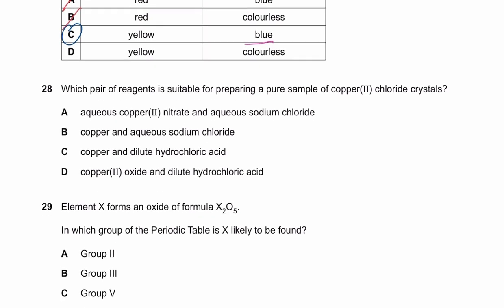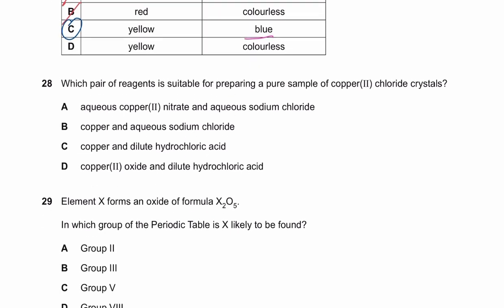Which pair of reagents is suitable for preparing a pure sample of copper 2 chloride crystals? Obviously, copper 2 chloride is basically a soluble salt. So what needs to be done is you could take copper oxide, or you could take copper hydroxide, and react it with excess acid. And then we know our excess technique, right? We called that the excess method, in which we added the acid in excess, and then we later performed filtration and so on and so forth, right?